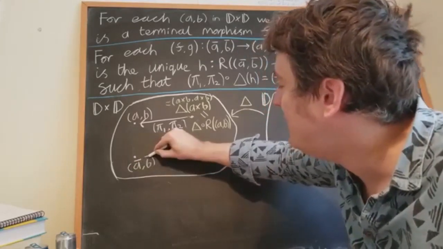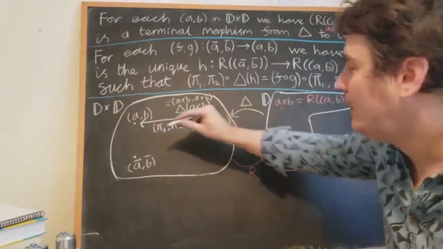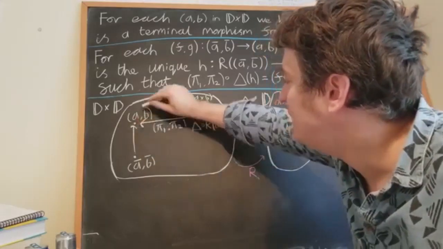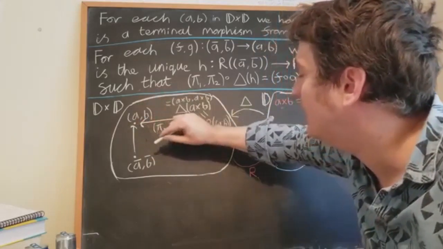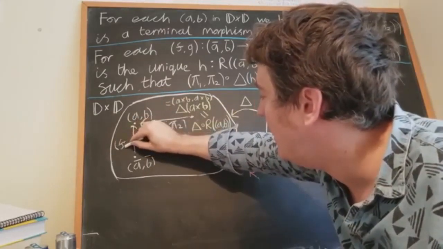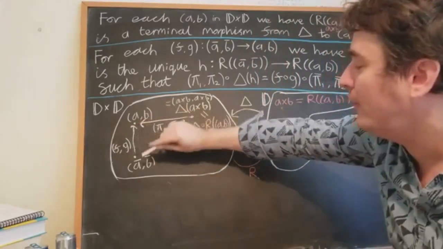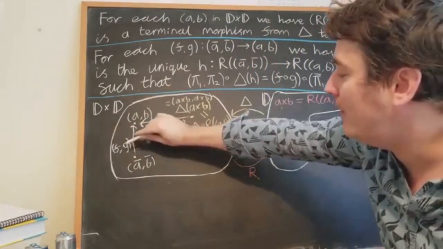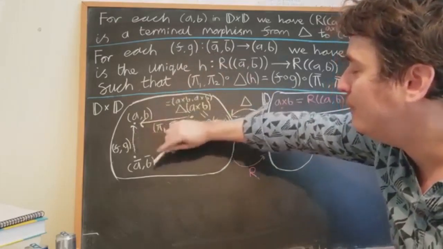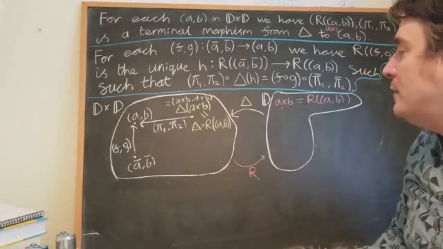A bar, B bar in this category D times D. And let's suppose that there's an arrow from that object to A, B. Let's call this arrow F, G. So that means there's an arrow F from A bar to A, and there's an arrow G from B bar to B. Okay, now what are we going to do?